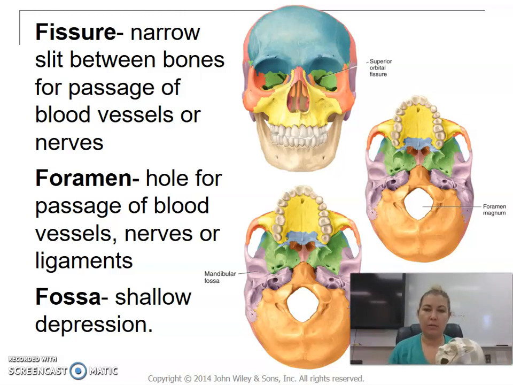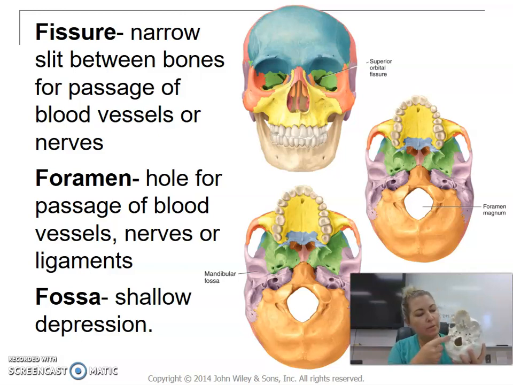So I'm going to take my mandible off here. The fissure that they're showing is at the back of the orbit or the eye socket. That supraorbital fissure that is in the sphenoid bone is actually the passageway for the optic nerve. A foramen is a hole. This is called the foramen magnum, literally the big hole. And this is, again, where the brainstem and the spinal cord exit from the cranium.